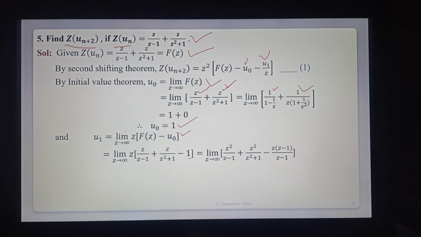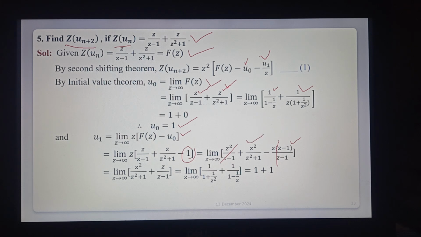So now for simplification, you can take the LCM, but after taking the LCM we get a lengthy procedure. So here, first multiply with z: z into z square by z minus 1 plus z square by z square plus 1, that is z. So z plus, dividing and multiplying with z minus 1. After simplification, see here, minus z square by z minus 1, this term cancels the first term. So the remaining is plus z by z minus 1. So that is equal to z square by z square plus 1, and the remaining term z by z minus 1.